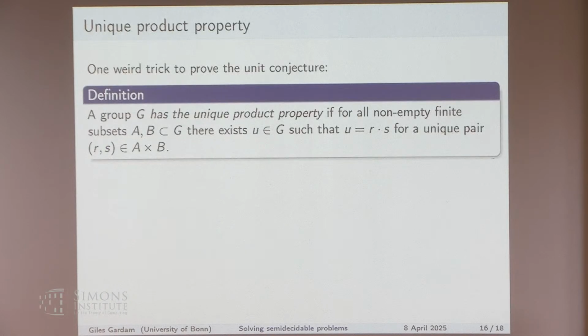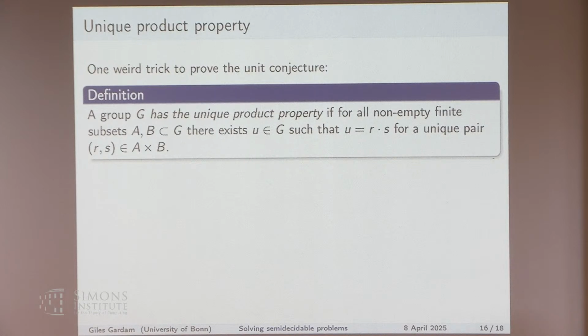Okay, so a little bit more about that combinatorial property. This is the one weird trick that lets you prove the unit conjecture, and it's one of these definitions which is like a bespoke definition designed to do exactly one thing, just to prove this conjecture. It generalizes all previous arguments that people had to prove the conjecture for different groups. So a group has the unique product property if, whenever I take two non-empty finite subsets, there's some element of the group which can be written as a product of things from those two sets in exactly one way. It's a unique product.